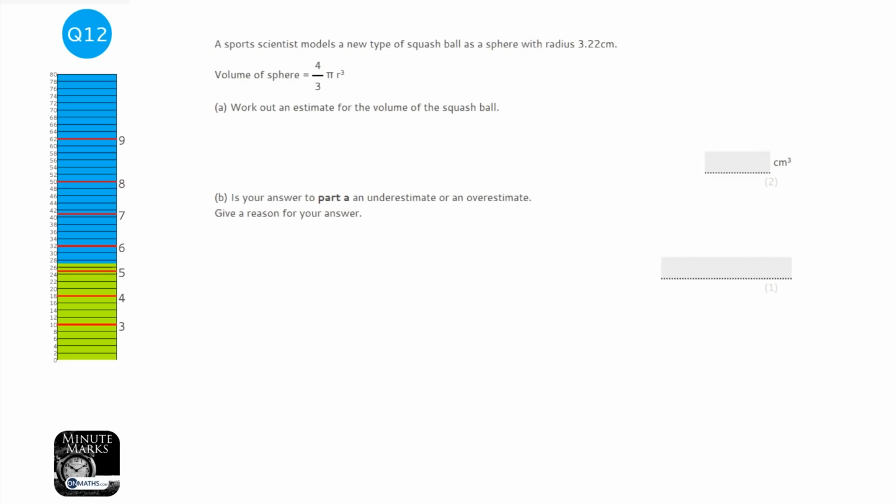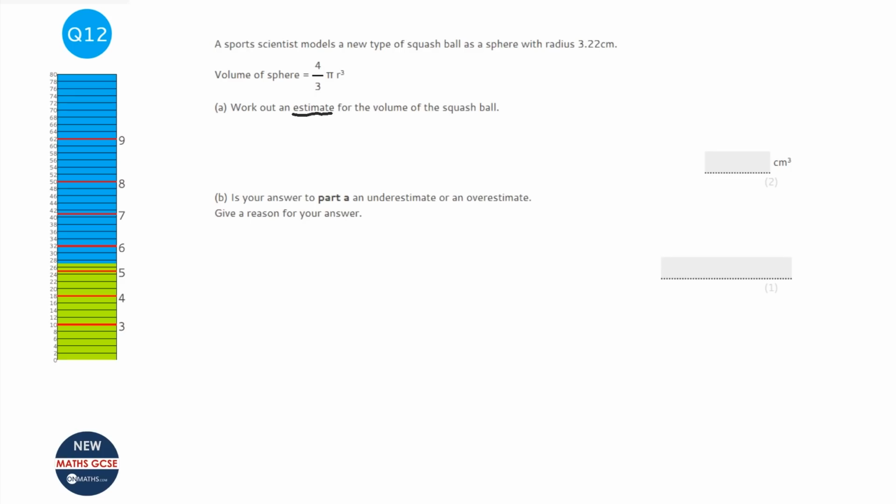Okay, so the most important word in this question is this word here. As soon as you're asked to estimate something, it means you're going to round all of the numbers to normally one significant figure. There are a few exceptions like square roots where you round it to the nearest square number. So we're given this formula here, and we're given 4/3 times pi times r cubed.